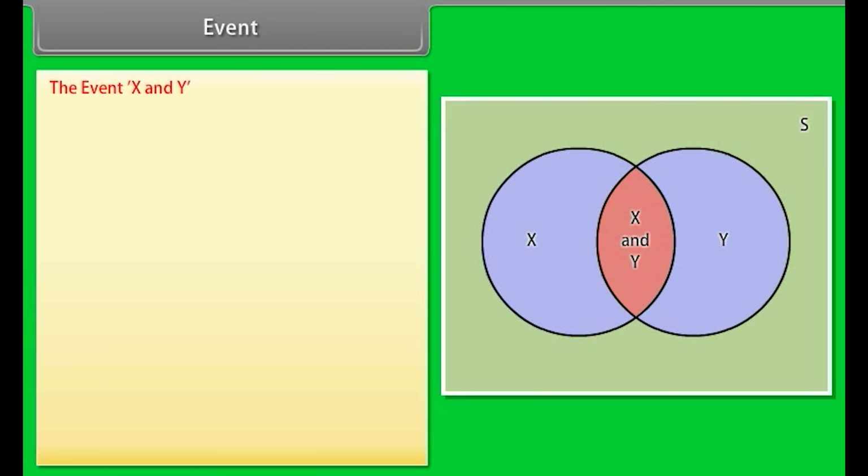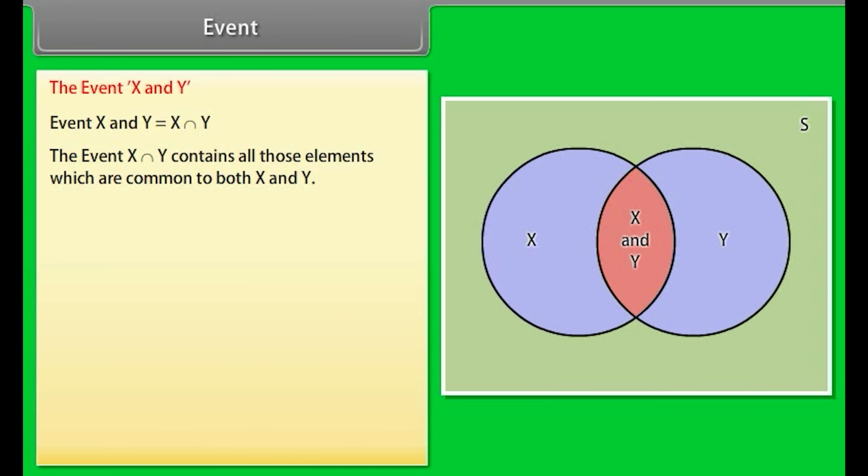The event X and Y is equal to X intersection Y. The event X intersection Y contains all those elements which are common to both X and Y. To understand it, let's take an example. The sample space S of throwing a dice is S is equal to 1, 2, 3, 4, 5, 6.